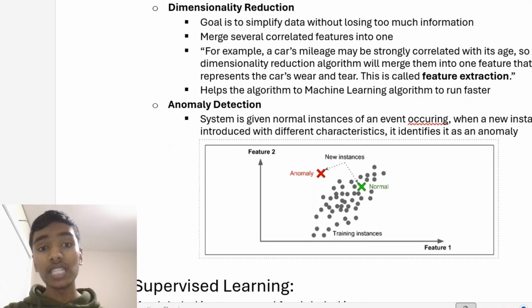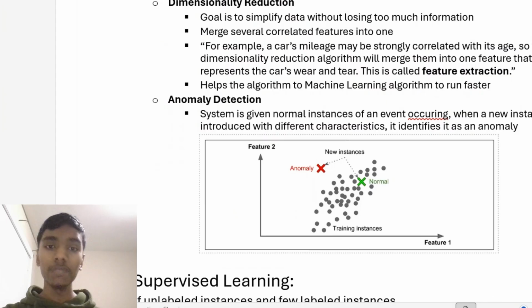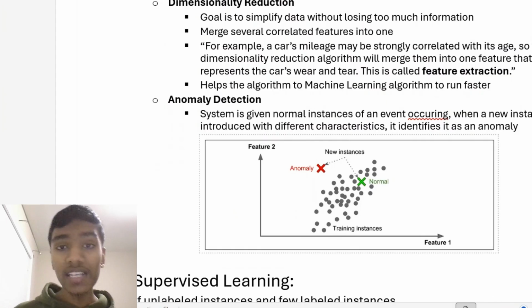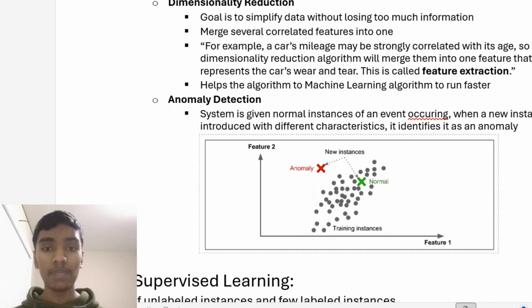Another one is the dimensionality reduction. This is very interesting because it makes your ML model run faster. And so it merges several correlated features into one. Its goal is to simplify the data without losing too much information.